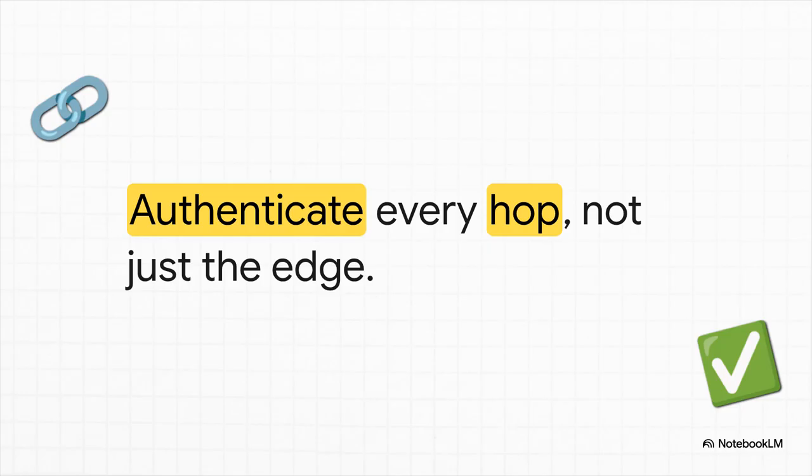All of this cements the golden rule of Layer 3. Authenticate every hop, not just the edge. Back to our hotel. You don't just check IDs at the front desk. You check them at the elevator, in the hallway, at the room door. The customer service, the payment service, the inventory service, they never, ever blindly trust each other. They verify identities at every single hop.